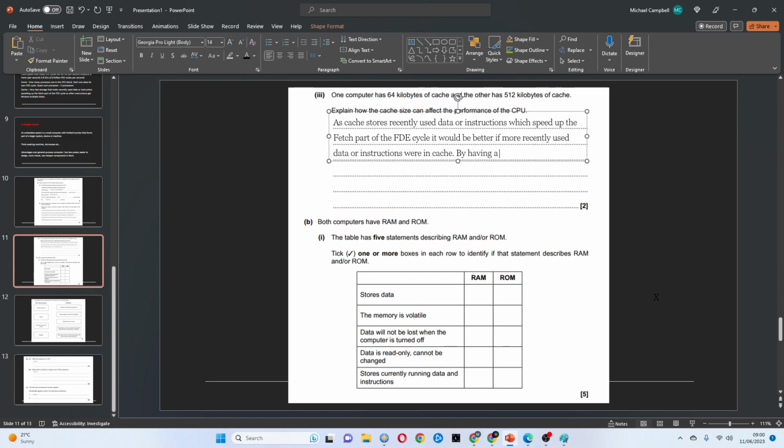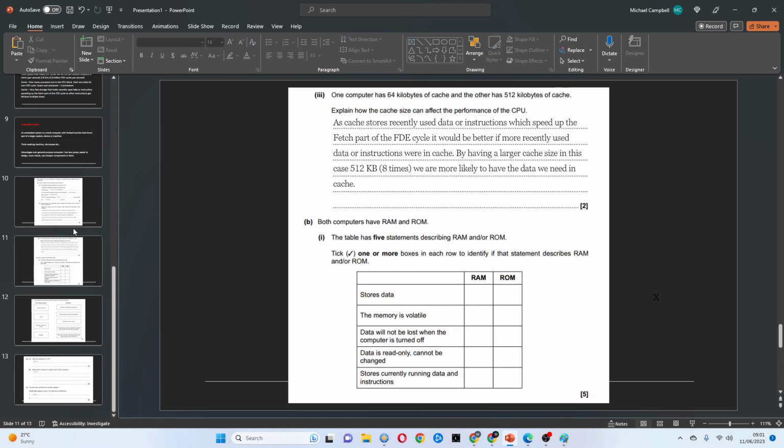By having a larger cache size, in this case 512 kilobytes, now I'm always a big fan of doing the math. So that's 8 times the size. I like to say 8 times, because we are more likely to have the data we need in cache. That's a perfect answer pretty much.